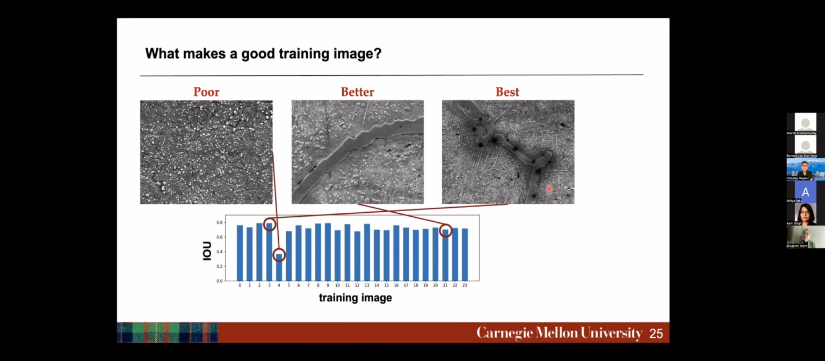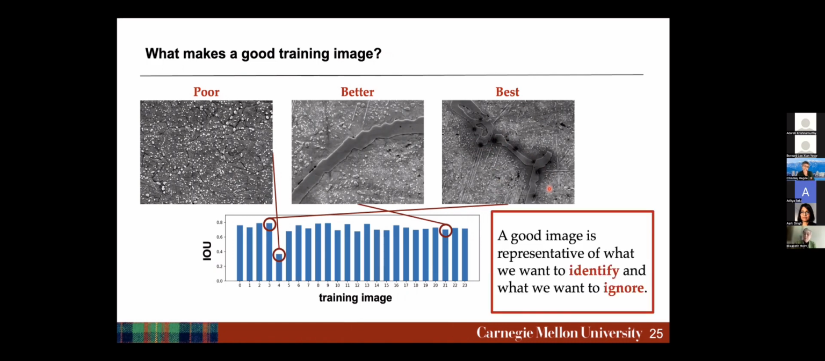But the computer vision system needs those. It needs to know what to ignore as well as what to pay attention to. And so the best image for a computer vision pipeline may not be the best image according to a material scientist who cares about the constituents and would rather have no polishing artifacts. So that was interesting. We can quantify it. So a good image is representative of what we want to view and what we want to ignore.